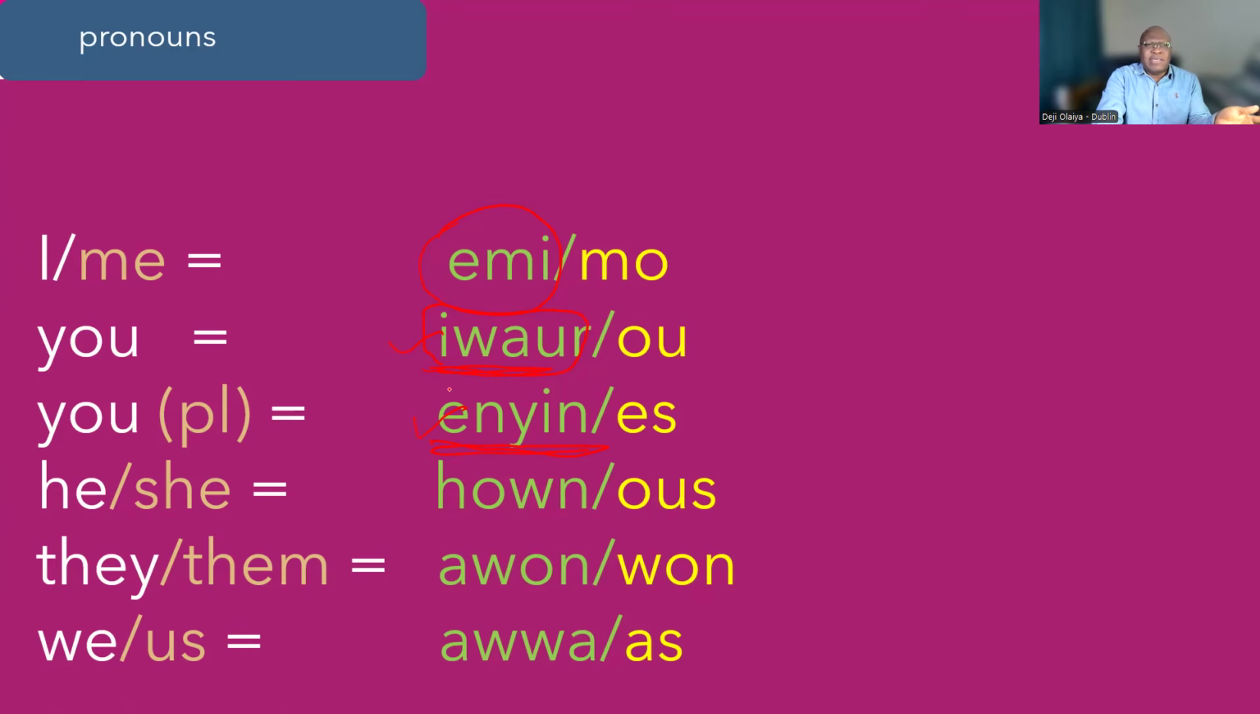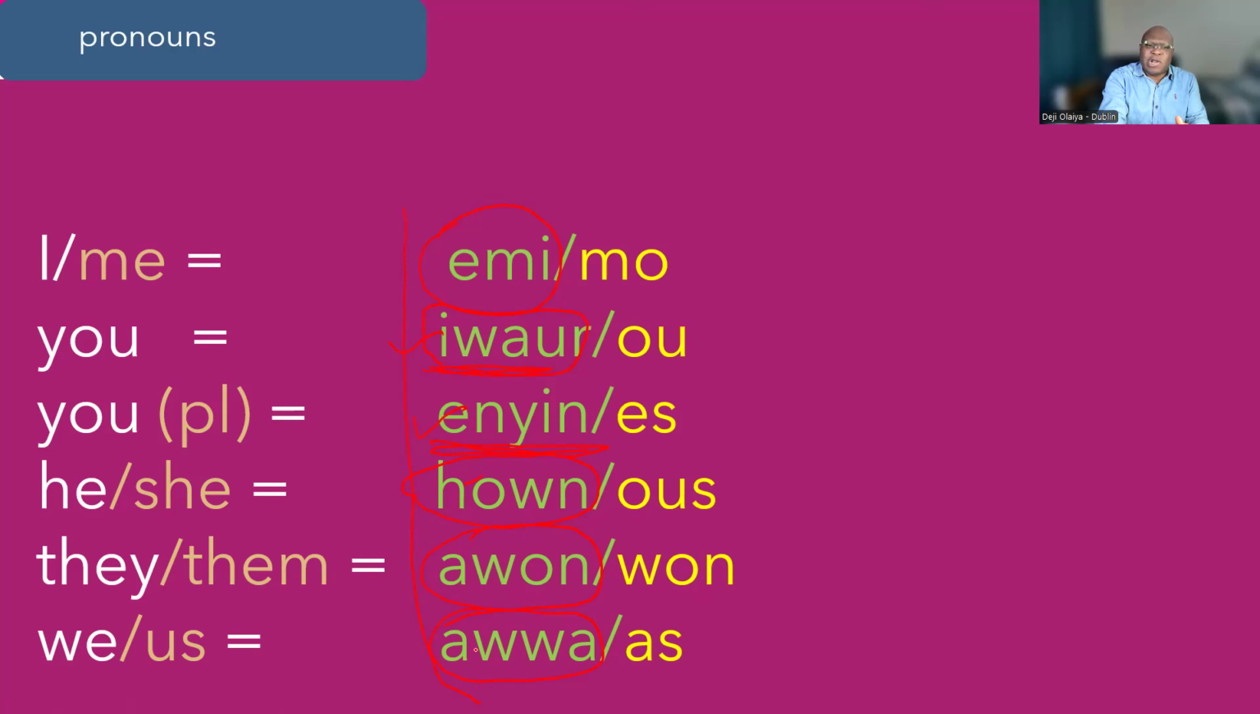Now, to say he or she, you use òun. That's the way it's pronounced, òun. To say they or them, you say àwọn. And to say us, we, àwa. So these are all personal pronouns that you use.